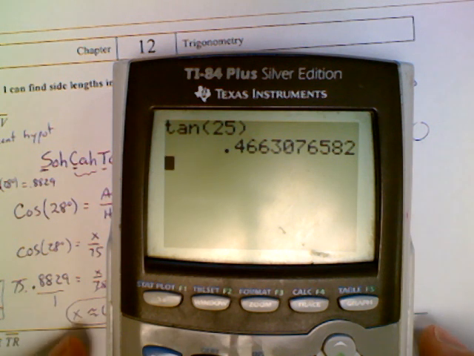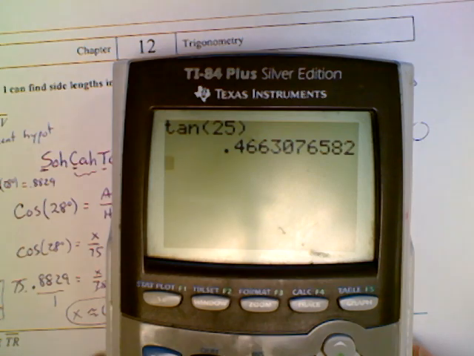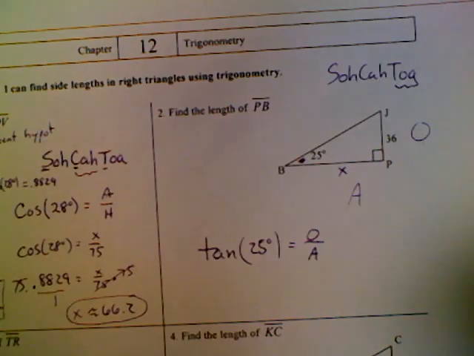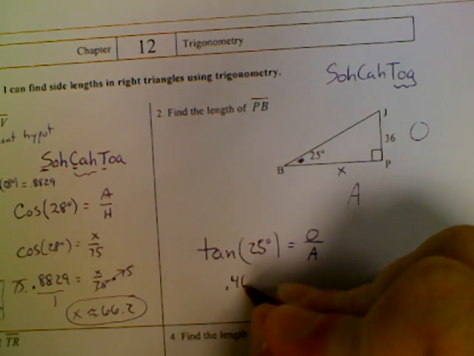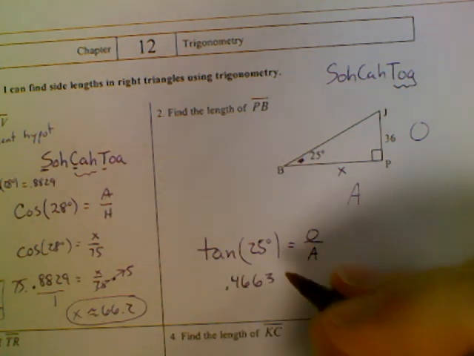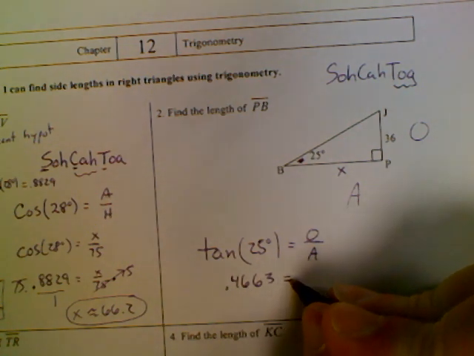I would write down 4 decimal places. At least 4, but 4 is good enough. Because if you don't write down 4 decimal places, your final answer is likely to be way off.